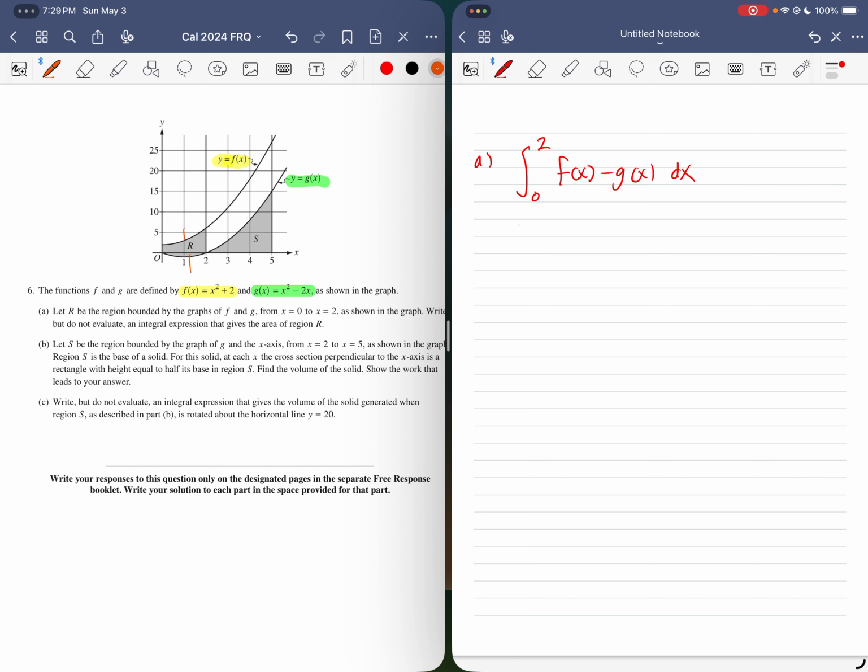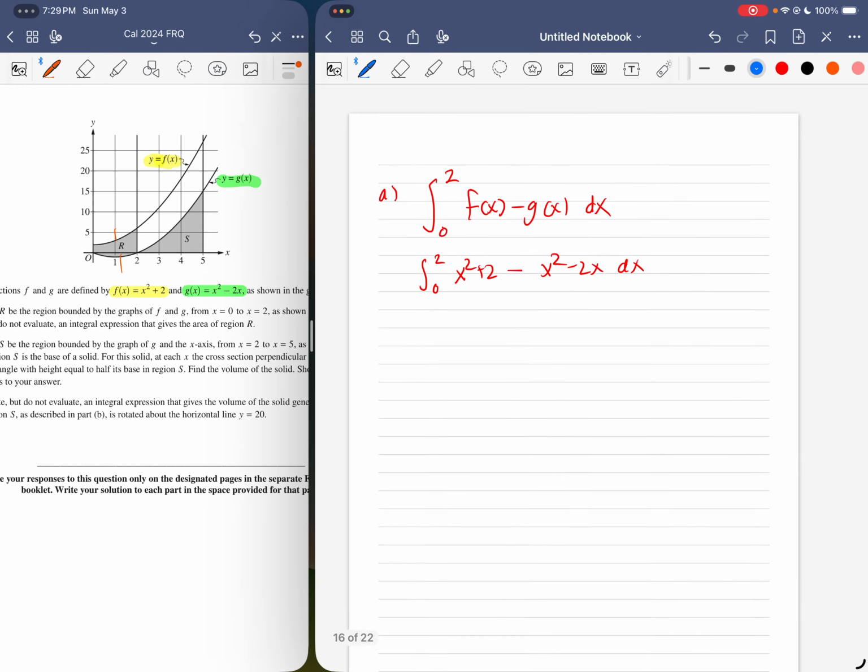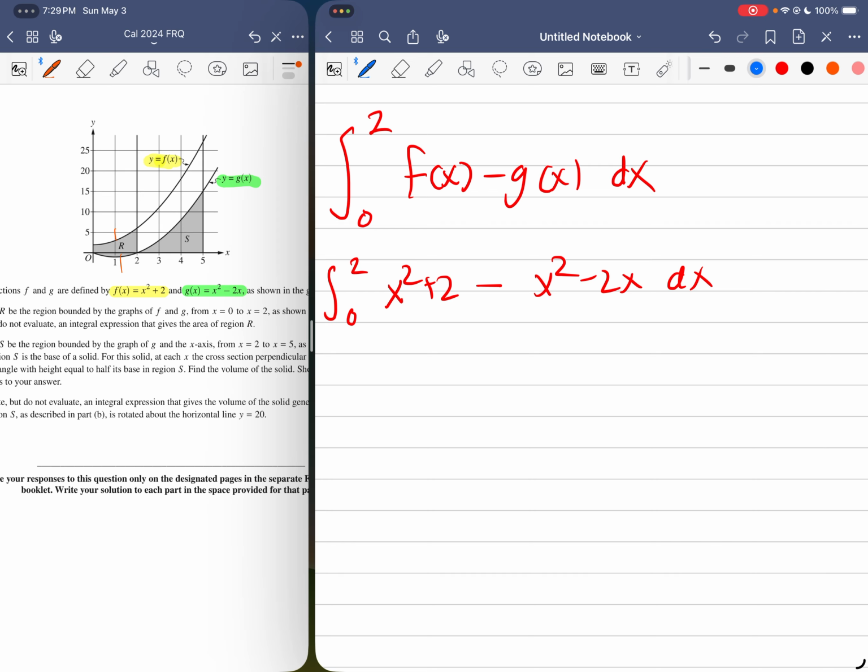But if you want to make sure, you can put 0, 2. f of x is x squared plus 2, minus g of x, which is x squared minus 2x, dx. And if you write it like this, you're wrong. Don't forget, do you see this negative on g of x? You have to put parentheses for this one, okay? Because if you do not put parentheses here, you're wrong, because this negative will impact this and that. So either do it like this, or distribute ahead of time, okay?